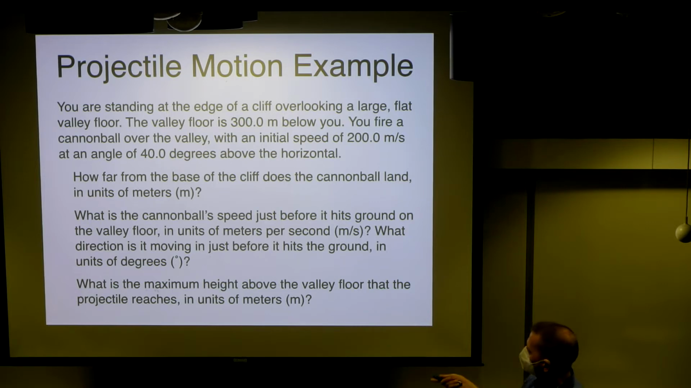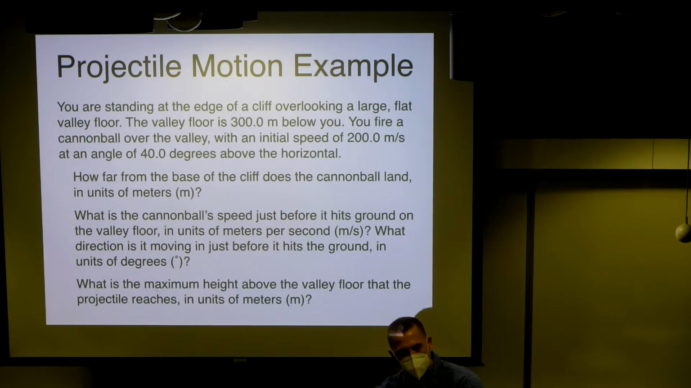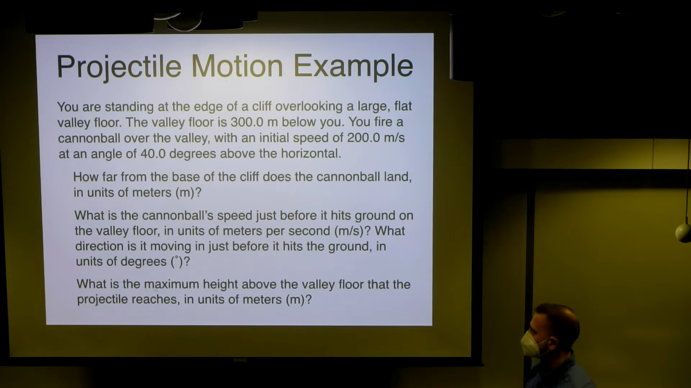So a couple questions here. The first one is, how far from the base of the cliff does the cannonball land? So how many meters away from the base of the cliff do we land? What is the cannonball's speed just before it hits the ground? We're going to calculate that. So it comes out of the cannon at 200 meters per second, but just before it hits the ground, it's going to be moving at some other speed. We'll figure that out. And then in what direction is it moving just before it hits the ground? We'll work that out too.